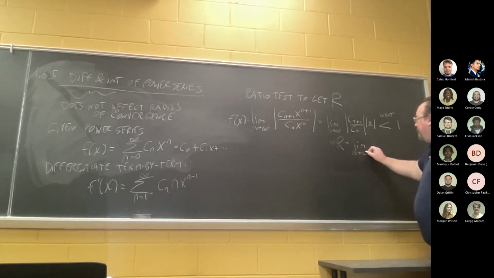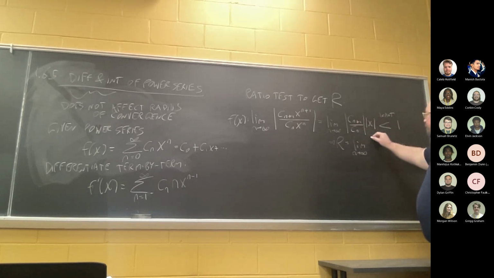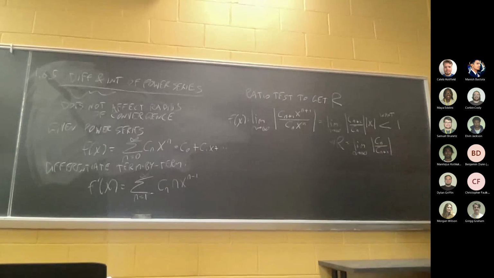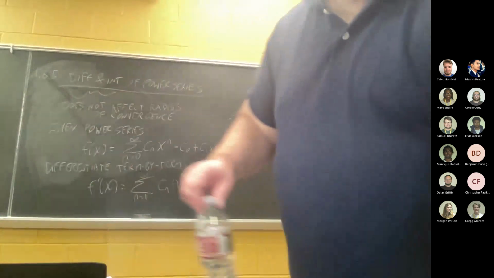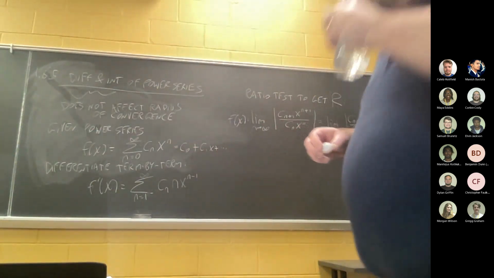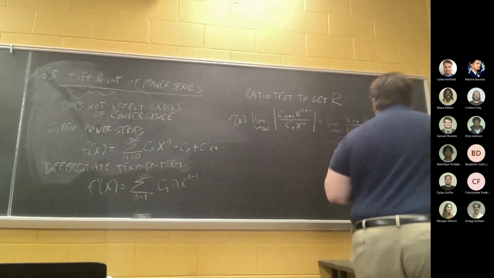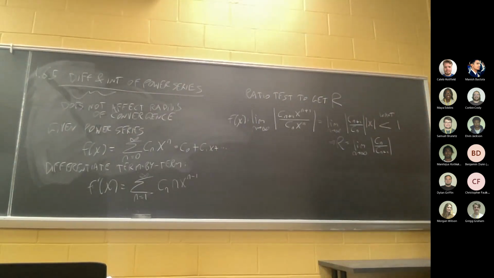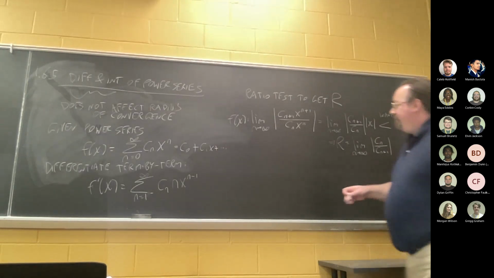as n goes to infinity of 1 over this, whatever it is. So Cn over Cn plus 1. Assuming that limit exists, which it may not. But for now, we'll assume that it does. So that's f. Now we'll do the same for f prime.